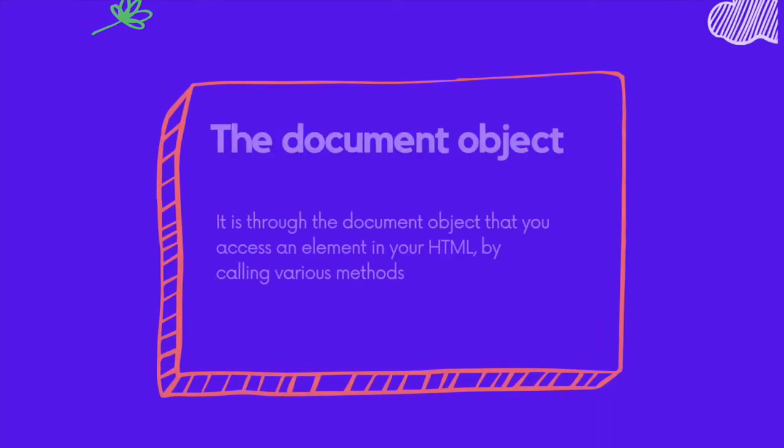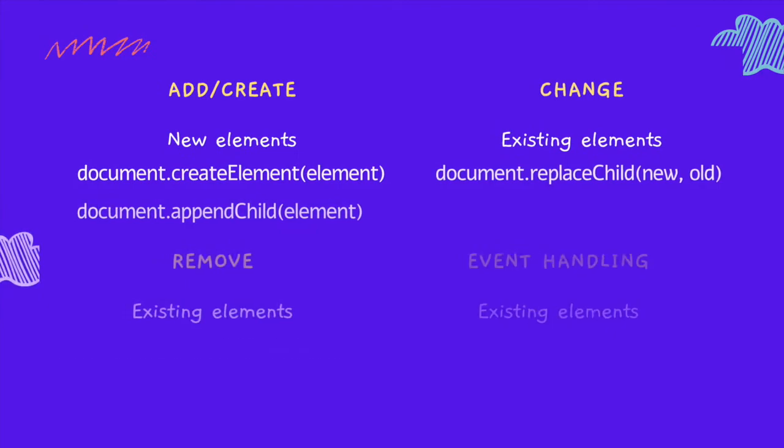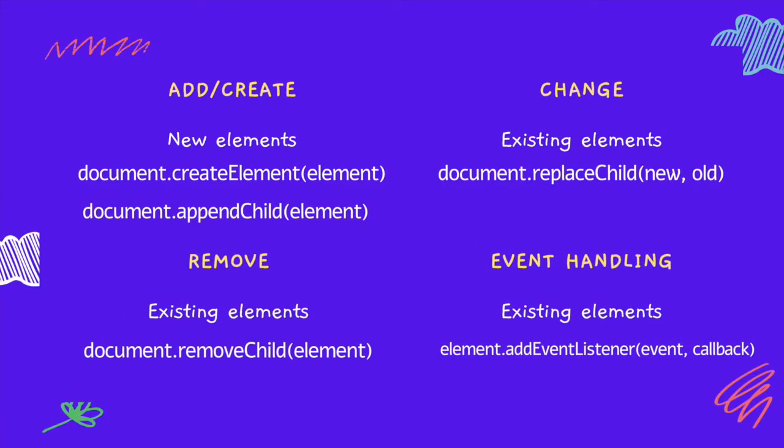So the document object, which was mentioned previously, basically is where we are able to make access to elements in our HTML. We can call various methods on our document object, and that allows us to manipulate certain elements or attributes as we see fit. And these are just some examples of the types of methods that we can call on the document object. When we want to add or create new elements, we have methods such as createElement and appendChild. If we want to remove certain existing elements, we have what is known as removeChild, which we can also call on the document.